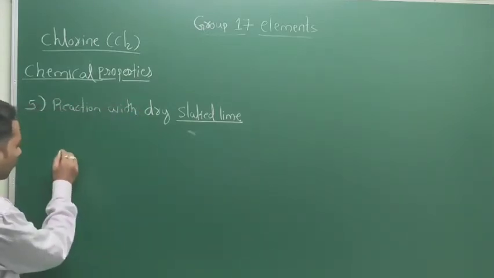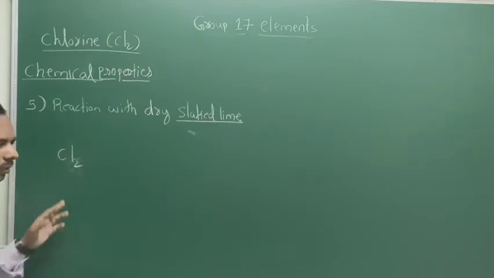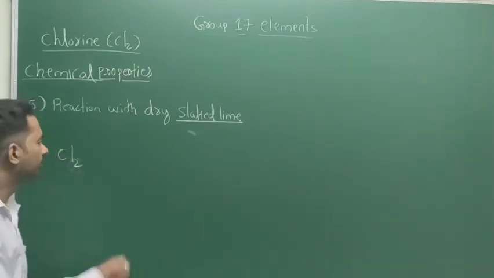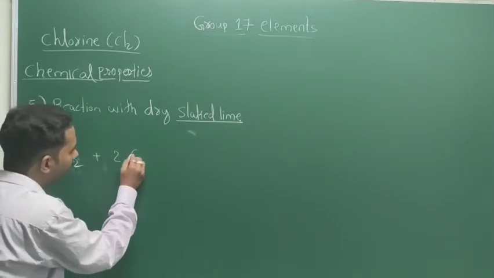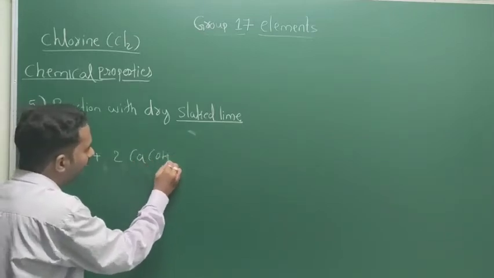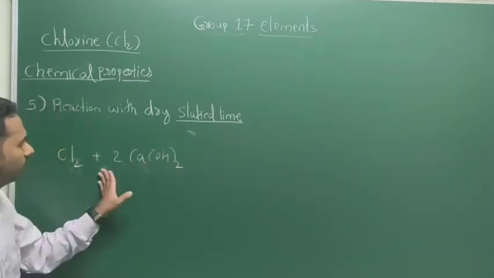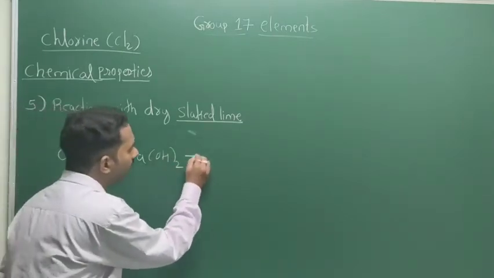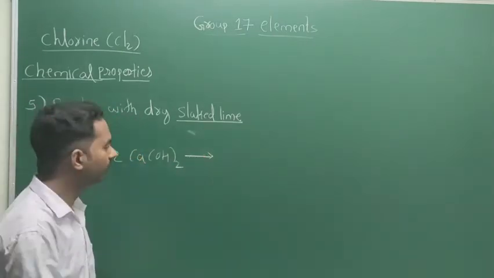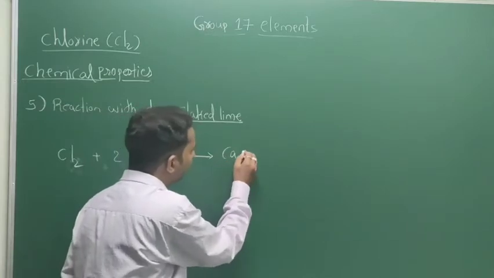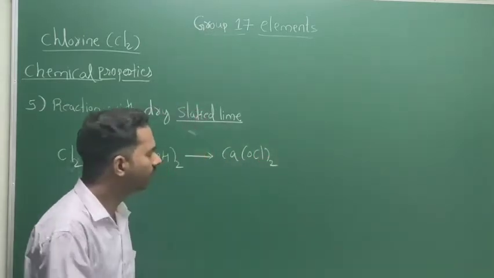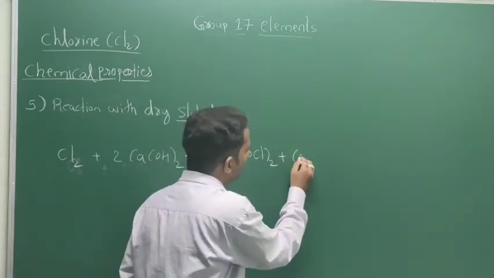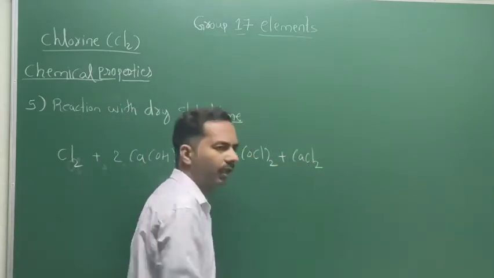So here chlorine reacts with dry slaked lime, that is calcium hydroxide, to form calcium oxychloride along with calcium chloride.